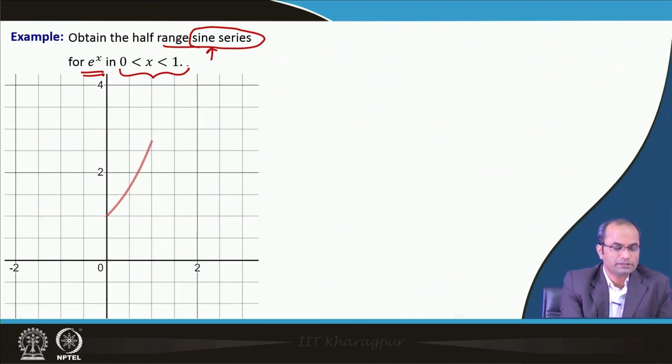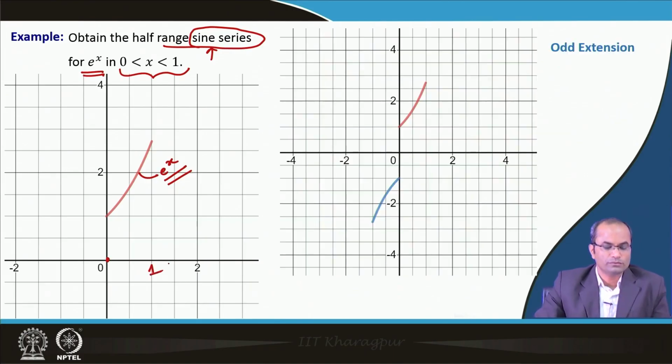So, if this is, for example, the exponential function in the interval 0 to 1, what we do is we want to have this extension here. This was the given function, the exponential function in 0 to 1. What we have done is extended it so that the function in the range -1 to 1 has become an odd function, and now we will write its Fourier series.